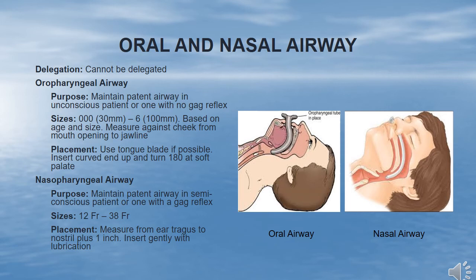The bevel of the tube should be on the same side as the septum. Pass the tube gently in a posterior direction along the plane of the face. If resistance is encountered, rotate the tube. If this does not help, attempt placement in the other nostril.